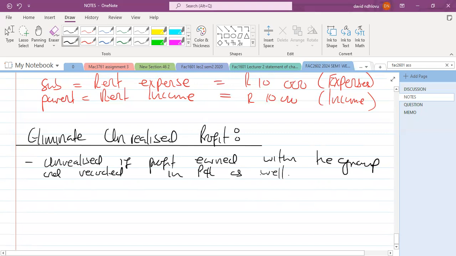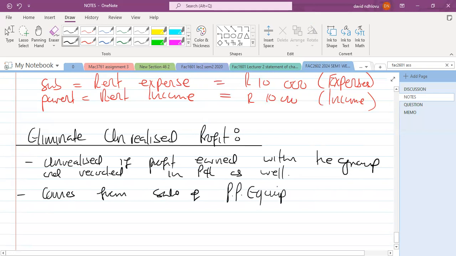So when the parent maybe buys inventory at 20 Rand and sells it to the subsidiary at their normal selling price of 30 Rand, they have made a profit within the group. So we are saying that profit, when we go to the group level, cannot be realized. It has to be eliminated. So this comes from the sale of property, plant and equipment within the group.